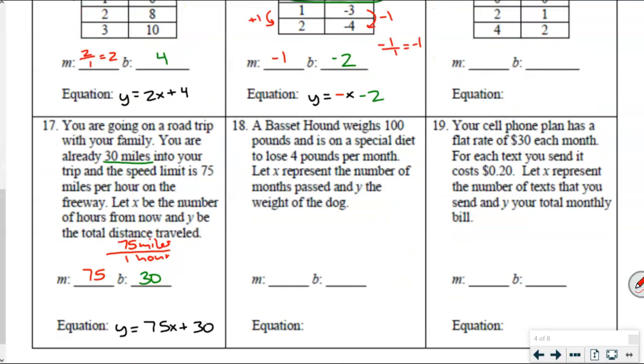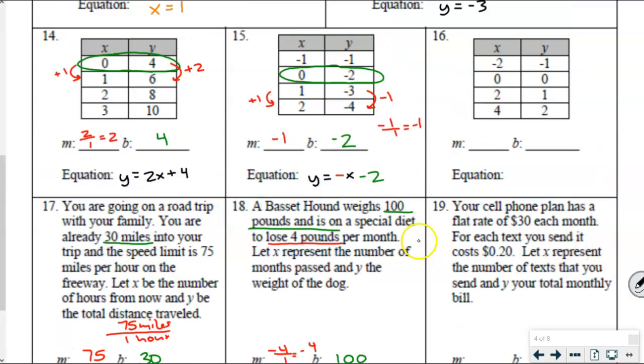Okay, let's see if we can do at least number 18, leaving you with only 16 and 19 for homework. A basset hound weighs 100 pounds and is on a special diet to lose 4 pounds per month. X is going to represent the number of months passed and Y the weight of the dog. What's the y-intercept here? Jaden? 100. That's the starting weight of our very heavy basset hound, 100 pounds. How is it changing in this story? Kaden? Exactly, -4. We're losing 4 pounds, so that's going to be -4 over 1 or -4. Therefore, the equation is y equals -4x plus 100.